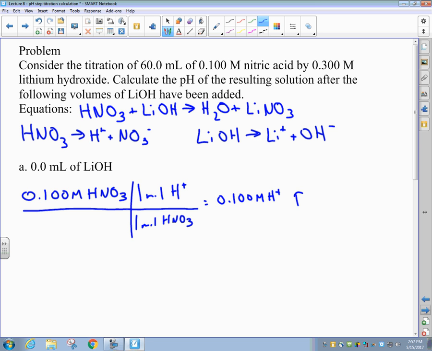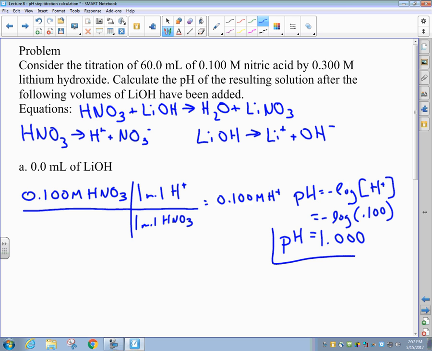Then the second part of this, to calculate the pH, we're going to do the negative log of the hydrogen ions. And so we're going to have the negative log of 0.100, and that pH is going to be 1. Now, be careful at this step. You've got 3 significant figures here, so your answer needs to show 3 significant figures. It is not sufficient just to simply write the whole number 1. Make sure you are taking into account all the significant figures that you have.